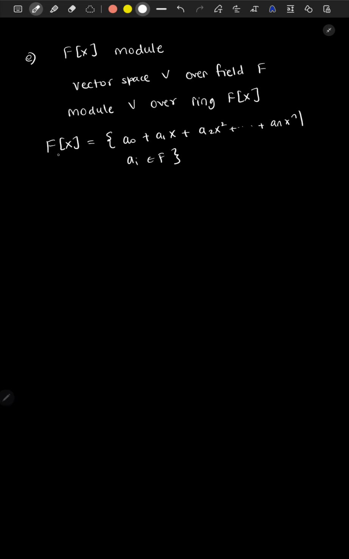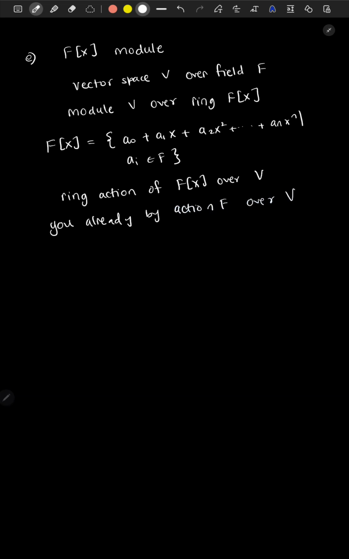So this itself is a ring. That's not an F[x] module, that is an F[x] ring. Now how do you define a ring action of F[x] over V? You already have the action of F over V, which is given to us.